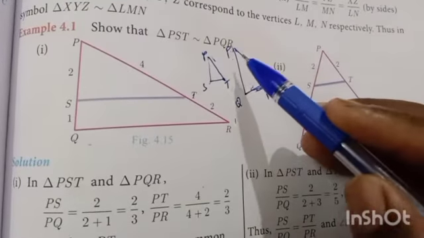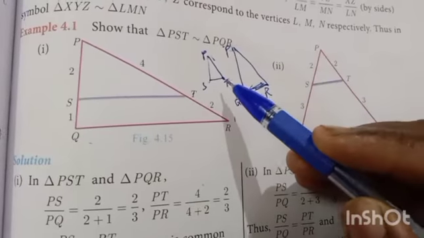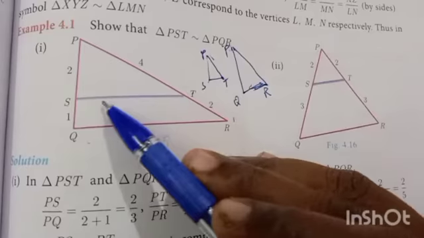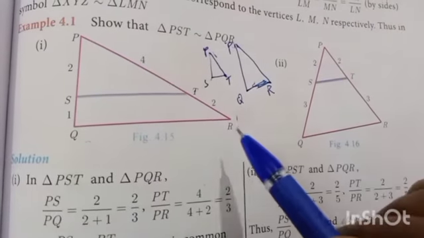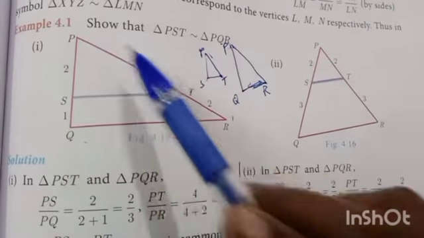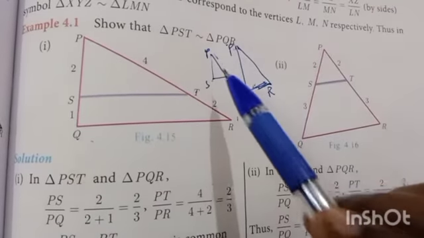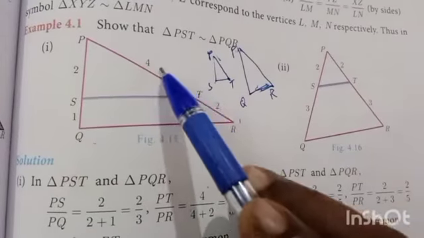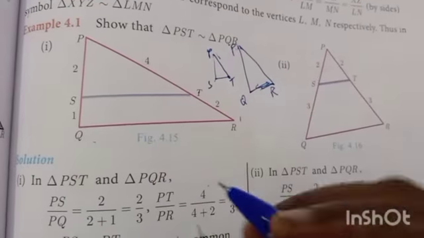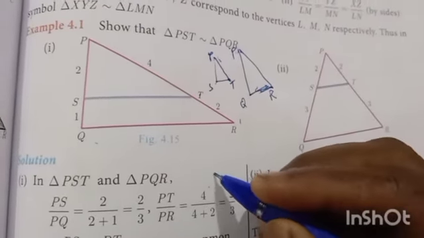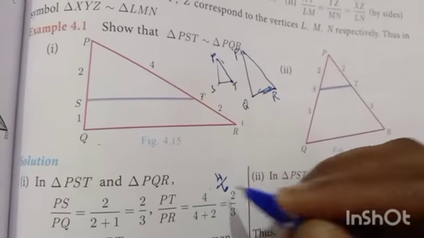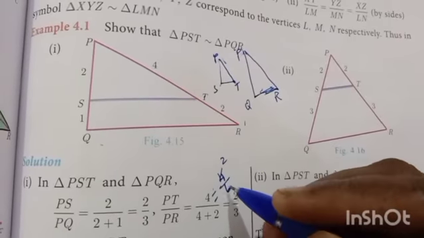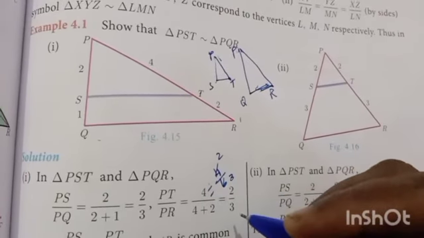What is the next corresponding side? PT, the side whose value is given. The base side is not given a value, so you have to take this second side. That is PT by PR. PT value is 4, PR value is 4 plus 2. So that is equal to 4 by 6. Cancelling is possible: 2 twos are 4, 3 twos are 6. So that is 2 by 3.